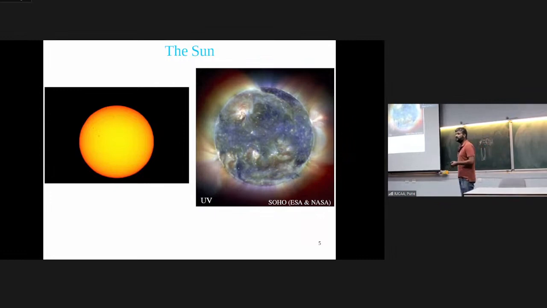The sun, what is the sun? The sun is somewhere in between. The sun is neither closed nor open. Of course, the sun has a surface which is a fluid body. It can have oscillations just like the ocean. The boundary condition is neither closed nor open, somewhere in between. So there has to be a phase factor involved.